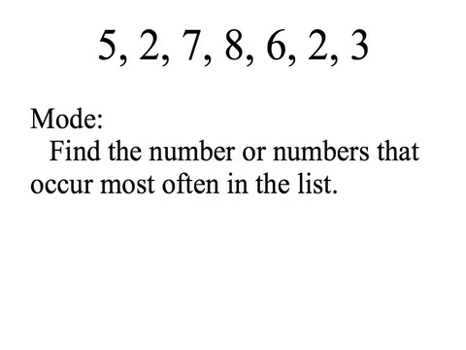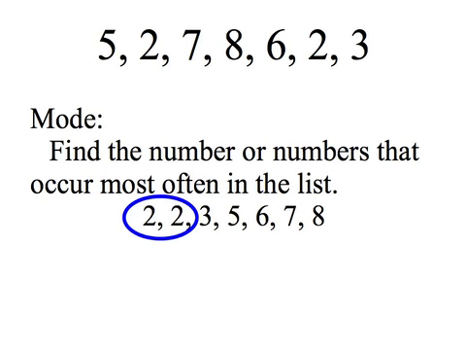Now we're back to our original list, and we're going to find the mode. It's still easy if we put it in order first, and then we can see that the mode is defined as the number or numbers that occur most often in the list, and there's one number that occurs more than once, and that's the 2, so that's our mode.